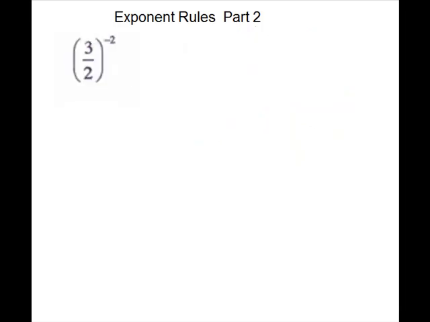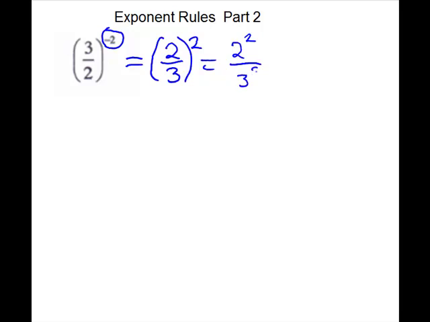If you have a fraction to a negative power, you can just flip the fraction and change the exponent to positive. And then work it like normal. That exponent will go to the numerator and to the denominator. So 2 squared over 3 squared. 2 squared is 4. 3 squared is 9.